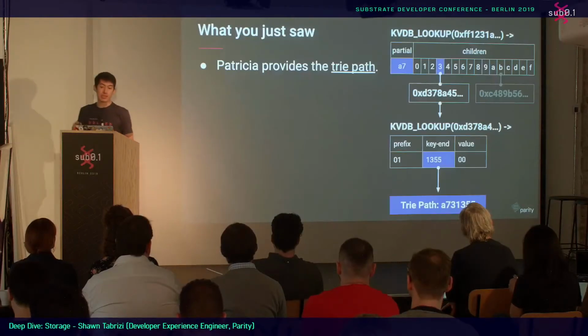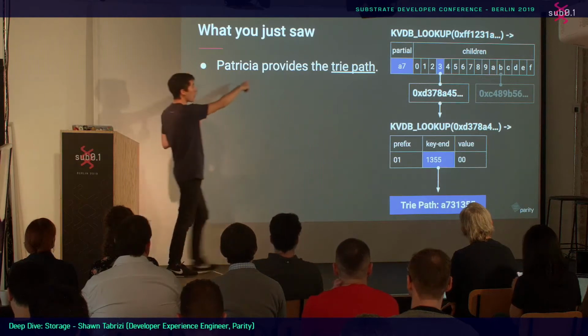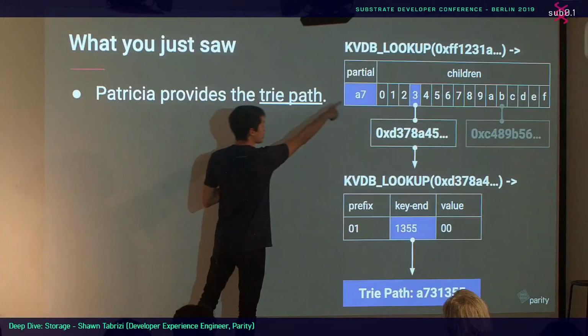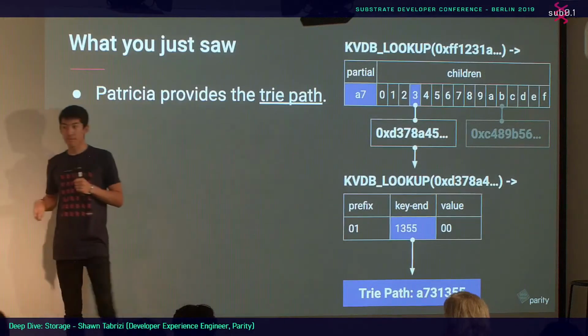So what did you just really see? Well, you saw that Patricia provides this tree path. You can go and navigate, follow the partials, the children, keep going, and ultimately generate a tree path to your data. And then Merkle provides this recursive hashing, right, of the children nodes into the parent.